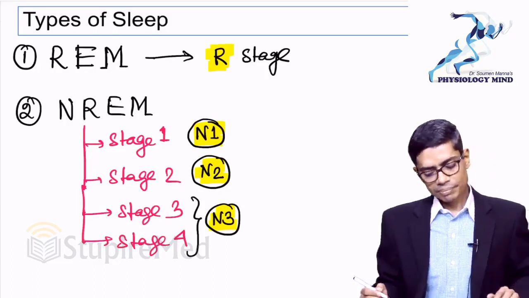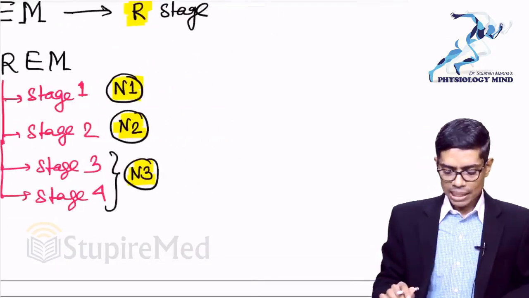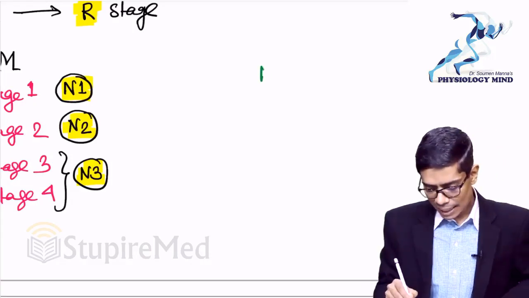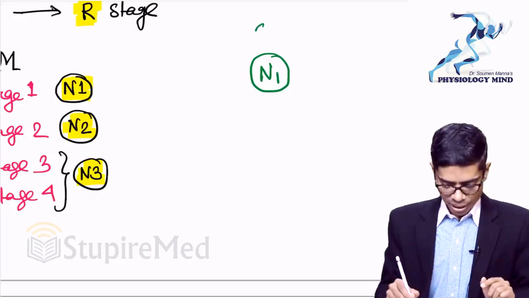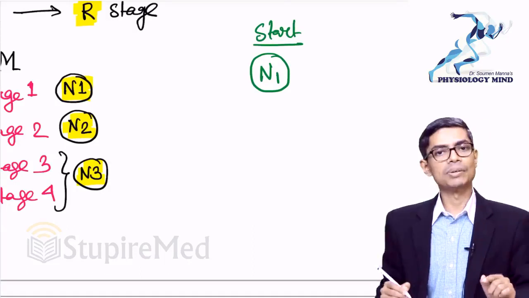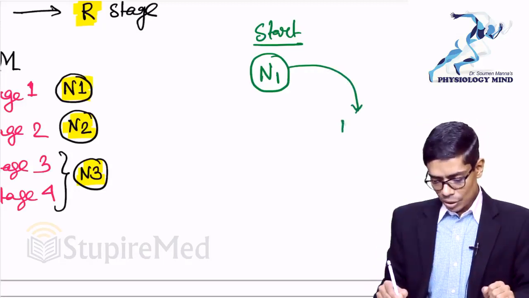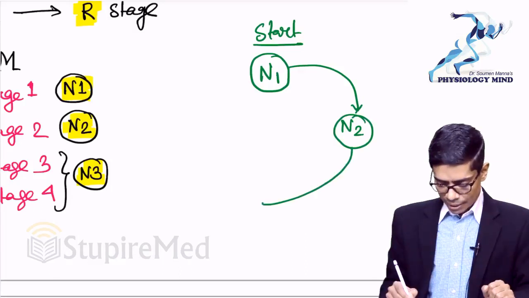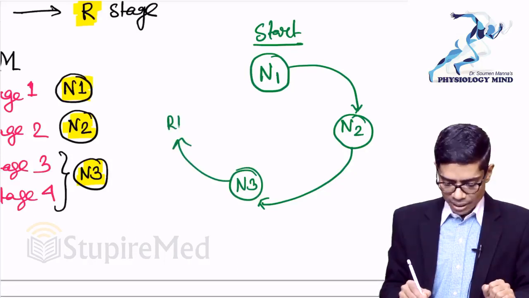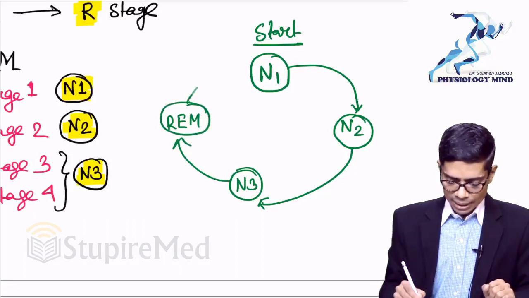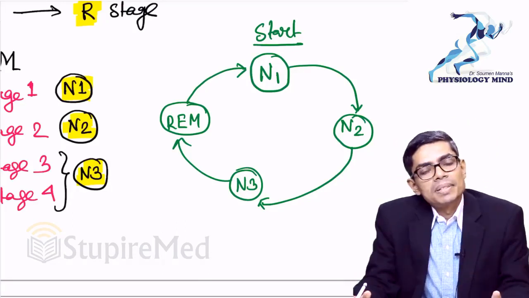Whenever a person is entering into any kind of sleep, what will happen? He will first enter into the N1 stage. This is the starting point of sleep. You are entering into N1 stage or stage 1. Then N2 will be there, then N3 followed by REM, and then again N1. So this is known as a sleep cycle.